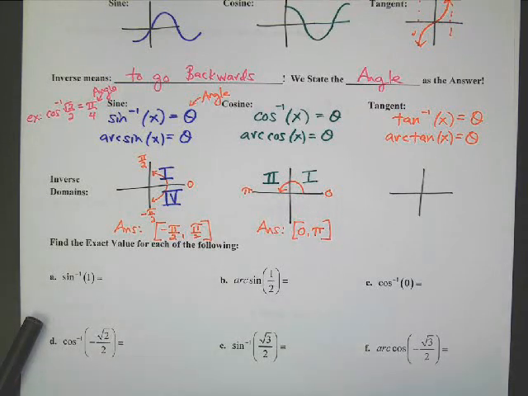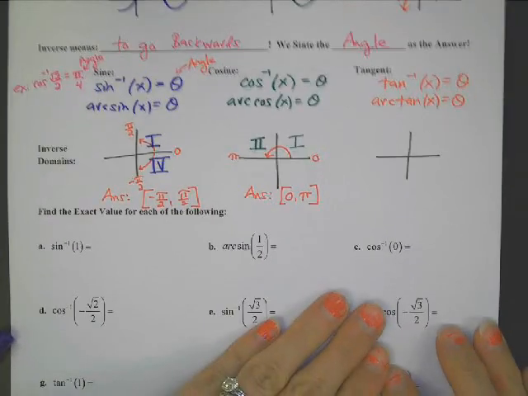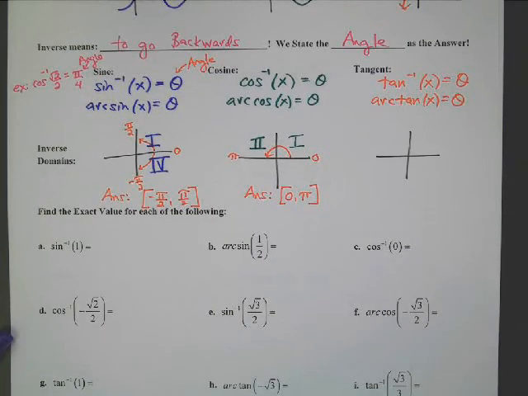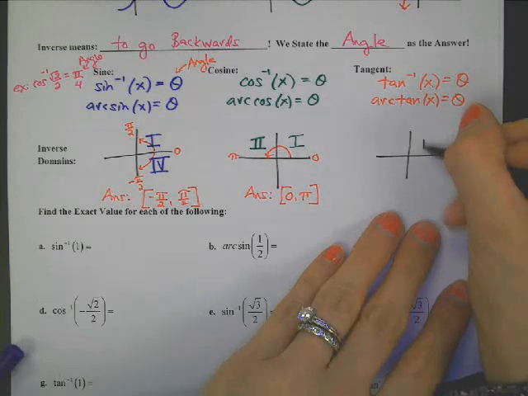All right, what about tangent? Where are we going to look for tangent? You need a positive quadrant. Which quadrant will we use to look for the positive tangent answers? 1. They all use 1.